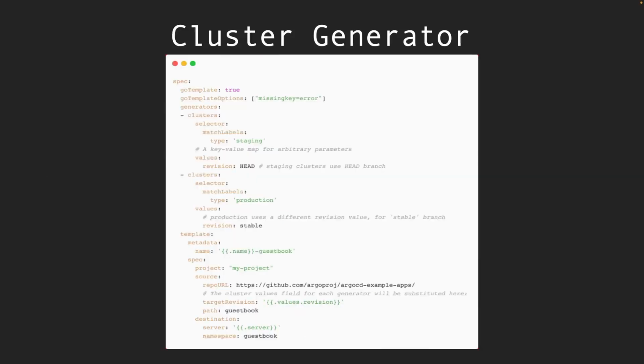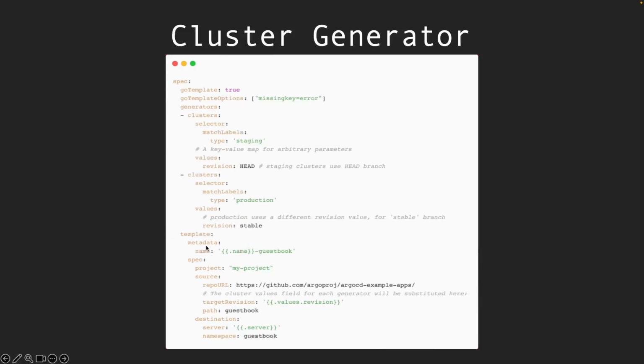In this example, the revision value from the generator's clusters fields is passed into the template as values.revision, containing either HEAD or stable. It is based on which generator generated the set of parameters. We can add different labels to our clusters in ArgoCD. So for example, if we have labels like type with the staging value and production value, we can define custom values for each cluster. For example, for the staging cluster, revision will be HEAD, and for the production cluster, revision will be stable. So it's just a stable branch in the Git repo.